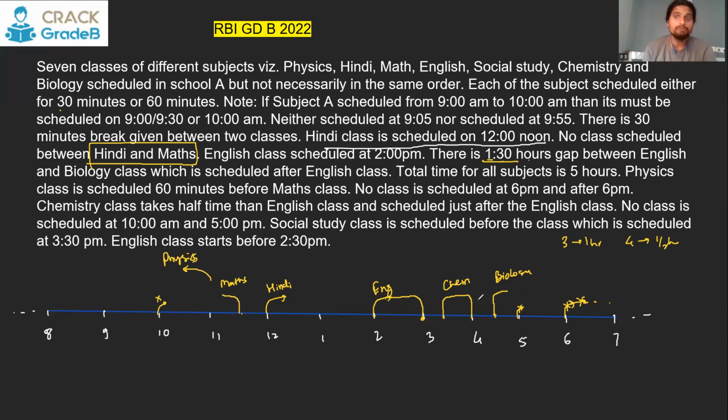Social study class is scheduled before the class which is scheduled at 3:30. So chemistry starts at 3:30. So before chemistry, there should be social studies. So now we have this much information. We have to analyze this part.